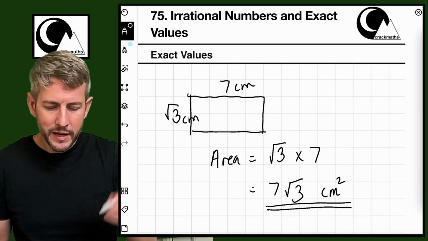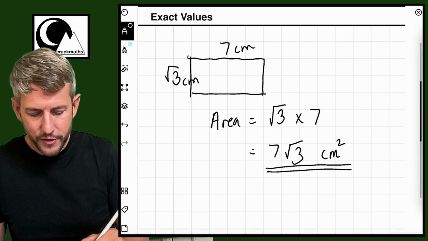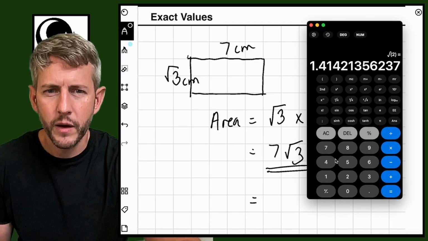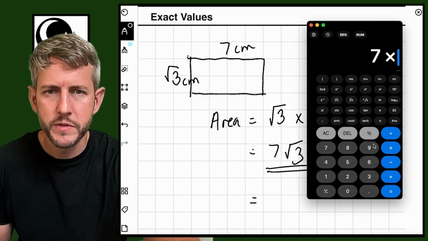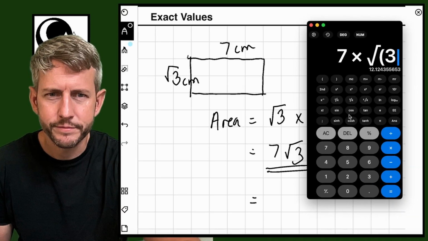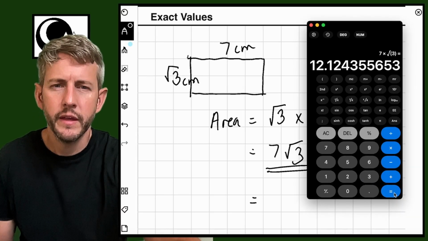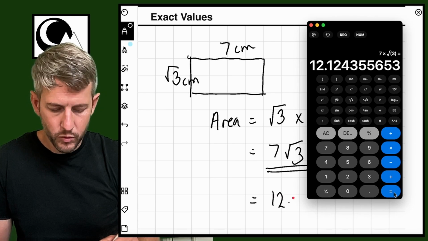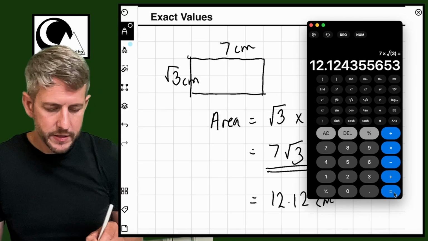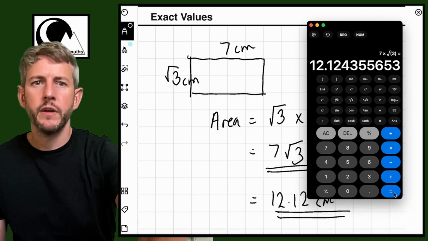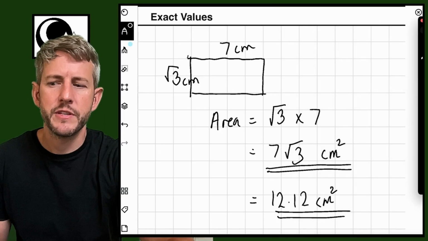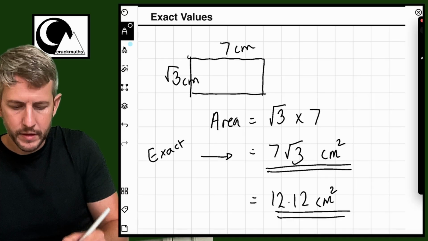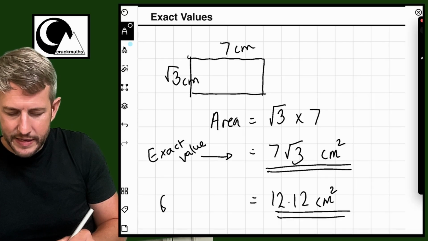So let's have a look though. If I wanted to find the rounded value for this, I'd get my calculator out and I would do 7 times the square root of 3. Here we go. And as you see, what I'd probably write down here would be 12.12 centimetres squared. Okay, so let me just talk about this here. This here is the exact value, and this here is the rounded value.